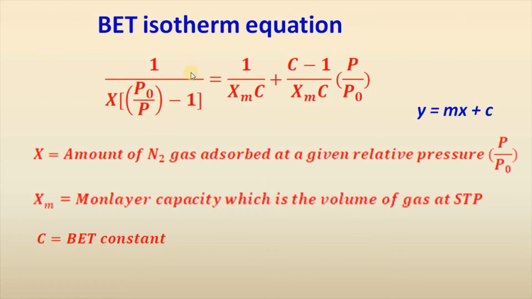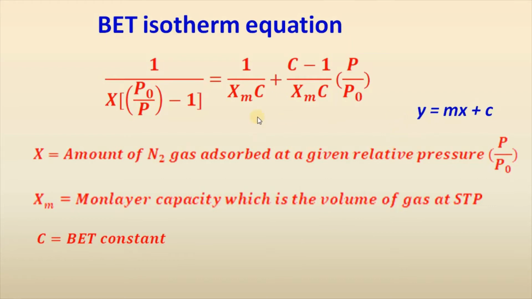So here is the BET isotherm equation: 1 by X (P0 by P minus 1) equal to 1 by XmC plus (C minus 1) divided by XmC times P by P0, where X is the amount of nitrogen gas adsorbed at a given relative pressure P by P0, Xm is the monolayer capacity, which is the volume of gas at STP, and C equal to BET constant.